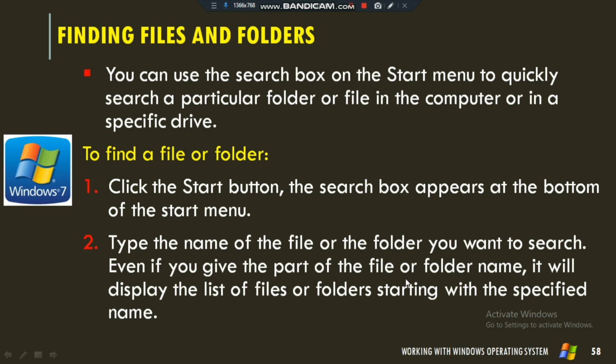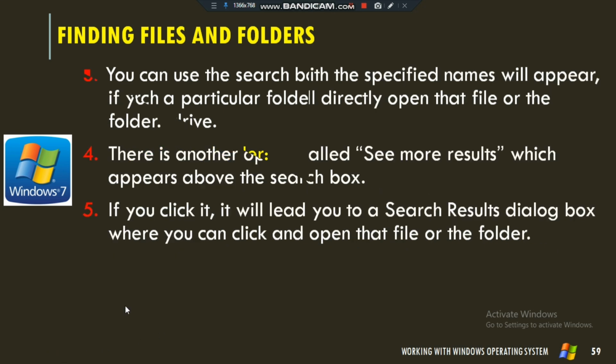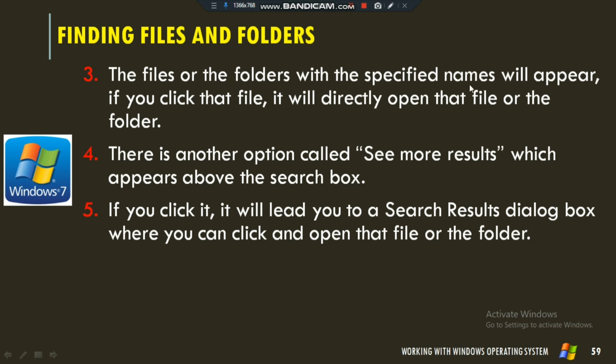Okay, all the files starting with that name are shown. You have to select the file which you want to find. The files or folders with the specified name will appear. If you click that file, it will directly open that file or folder. There is another option called See more results, which appears above the search box. If you click it, it will lead you to the search results dialog box where you can click and open that file or folder.